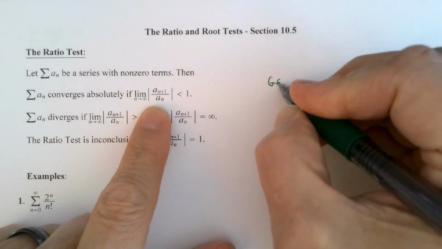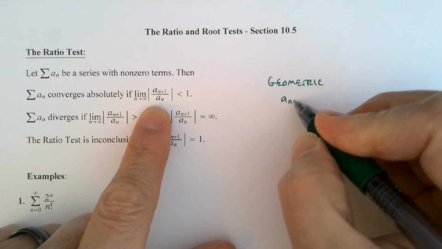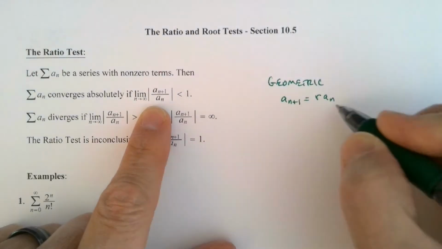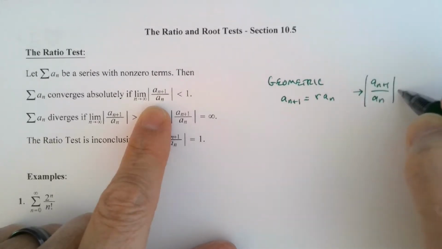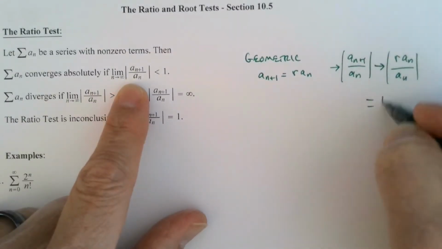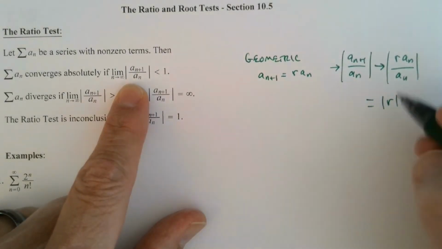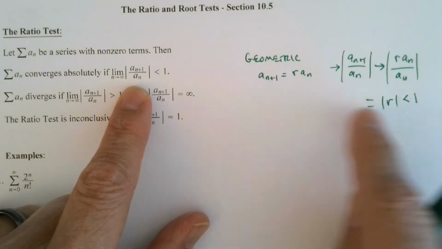So if it was geometric, then a sub n plus 1 is just r times a sub n, and that ratio, a sub n plus 1 over a sub n, if I look at the absolute value of that ratio, is just going to go to r times a sub n over a sub n, which is just the absolute value of r. And what do we say about geometric series? They're convergent if the absolute value of r is less than 1, and that's where this is coming into play. That value of r being less than 1.